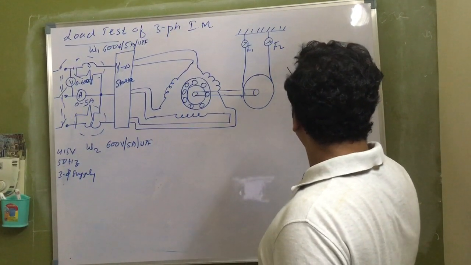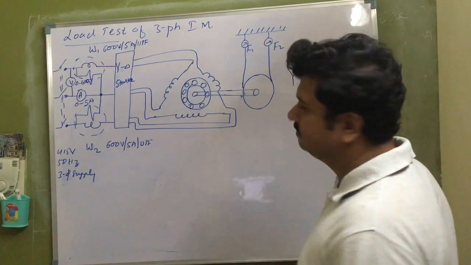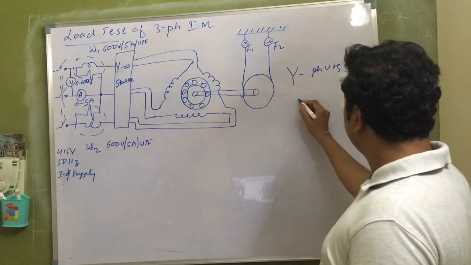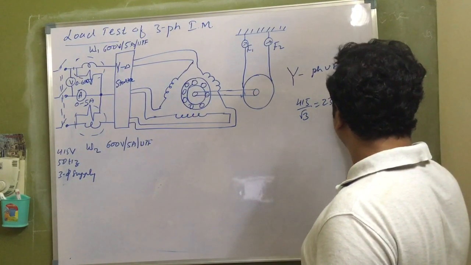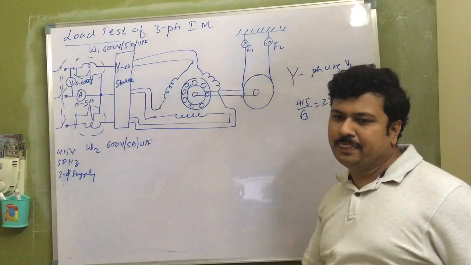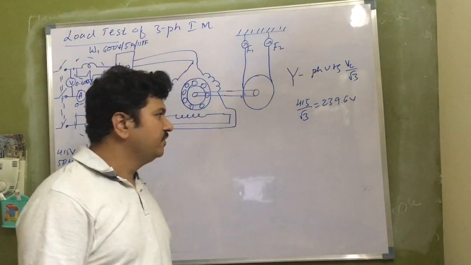In star, what is the phase voltage? VL by root 3. So initially the voltage applied is 415 by root 3, which equals 239.6 volts. The voltage applied is 239.6 volts.